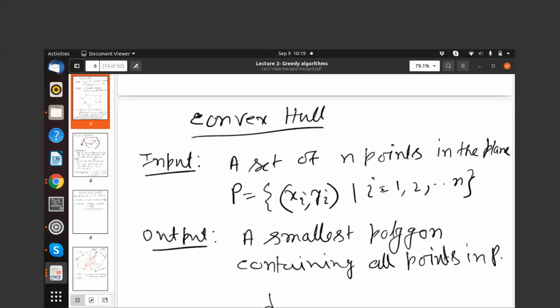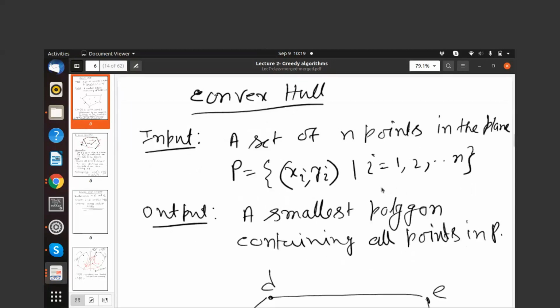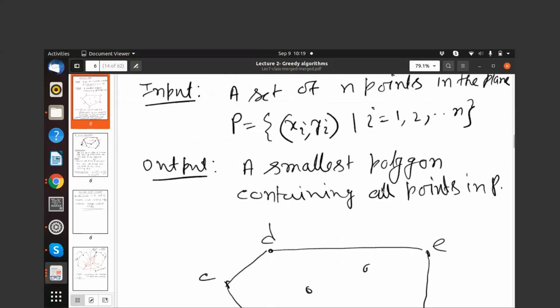Okay, let's start. So we'll continue our discussion on divide and conquer. We're looking at this convex hull problem, where you are given a set of n points in the plane, xi, yi, their x coordinate and y coordinate, and what we want is the smallest convex polygon containing all points in P.